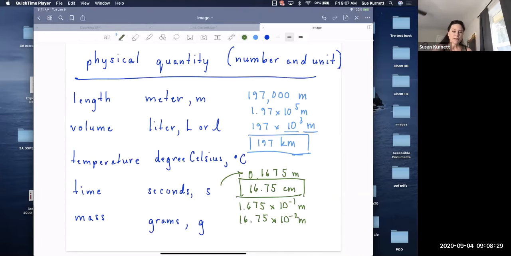So scientific notation differs from exponential notation in that in scientific notation, to the left of the decimal, we have one digit that is not zero, between 1 and 9. But why don't I just take this 10 to the negative 2 meters and call that centimeters?